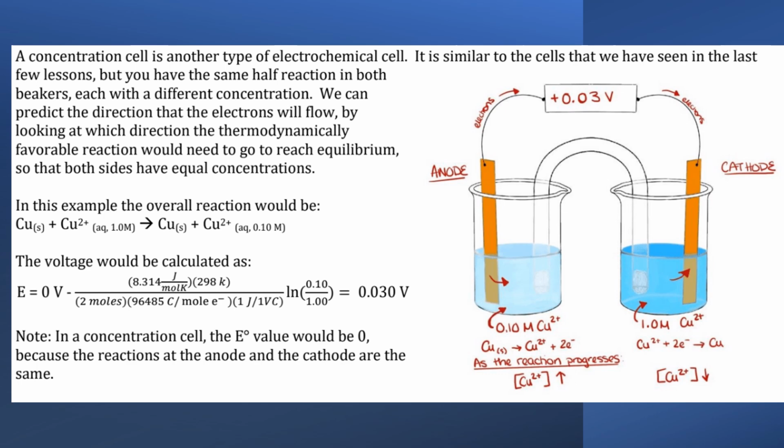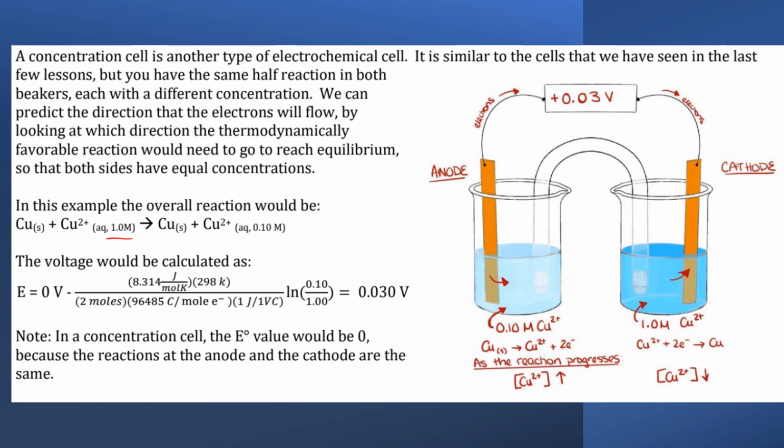A concentration cell is another type of electrochemical cell. It is similar to the cells that we saw the last few lessons, but you have the same half reaction in both beakers, each with a different concentration. We can predict the direction that the electrons will flow by looking at which direction is thermodynamically favorable to reach equilibrium, so that you have equal concentrations on both sides. In this example, the overall reaction would be copper solid plus Cu2+ at a concentration of 1.0 molar, producing copper solid and Cu2+ at a concentration of 0.10 molar.